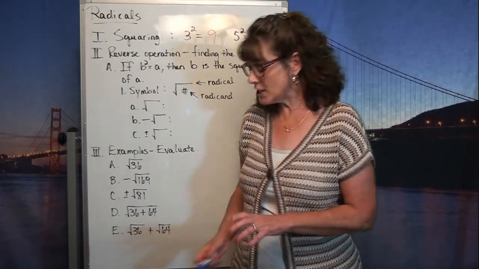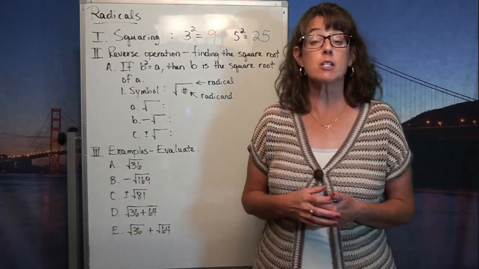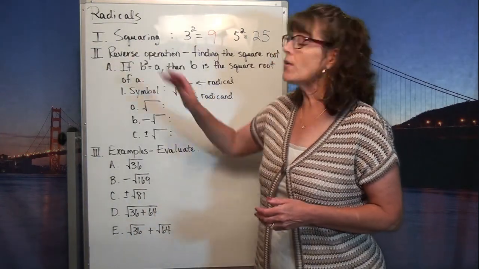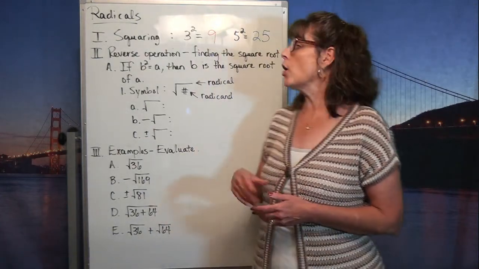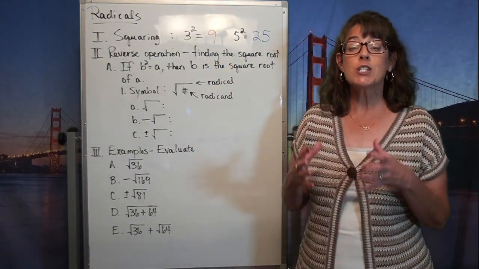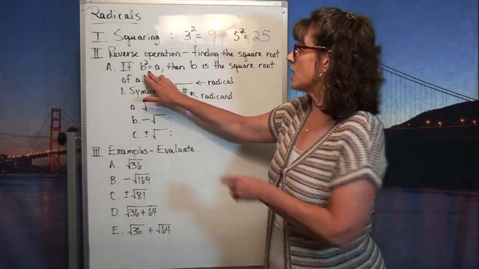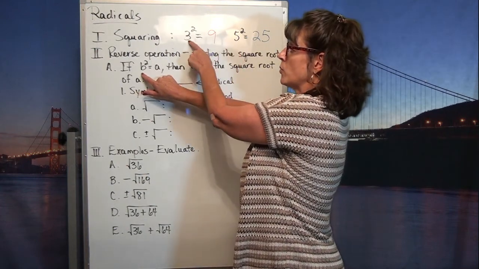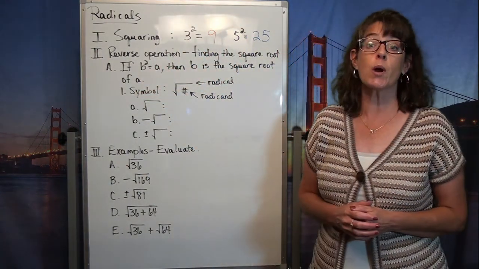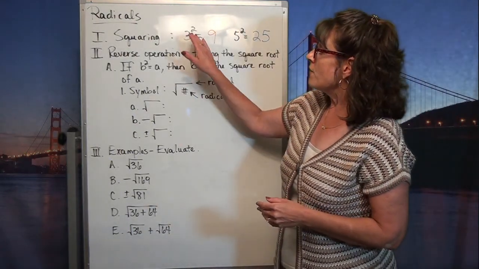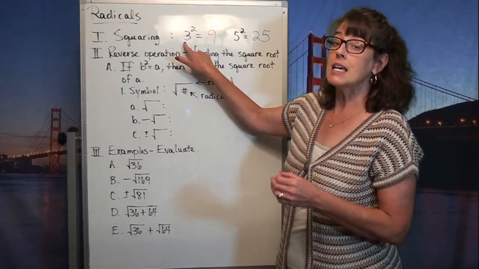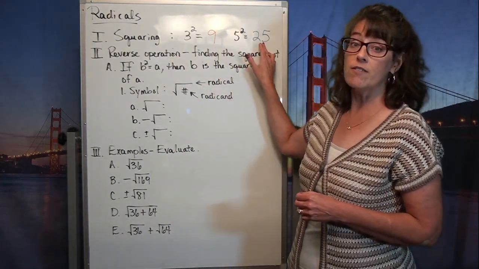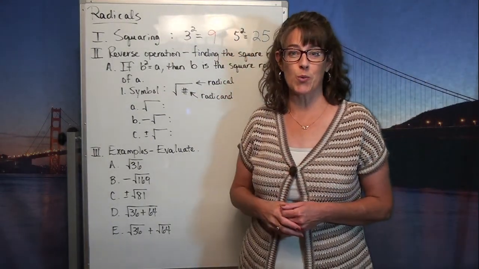Well, just like addition has a reverse operation, which is subtraction, and just like multiplication has a reverse operation, which is division, squaring also has a reverse operation. We call that finding the square root. So the definition says if b squared equals a, in other words, 3 squared equals 9, then b, this number that is being squared, or in other words, the 3 that is being squared, is the square root of a. So in other words, if 3 squared is 9, then 3 is the square root of 9. Or if 5 squared is 25, then 5 is the square root of 25.